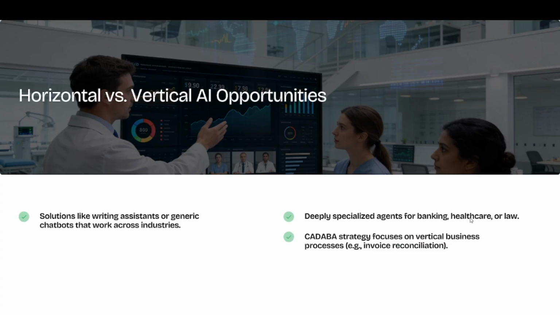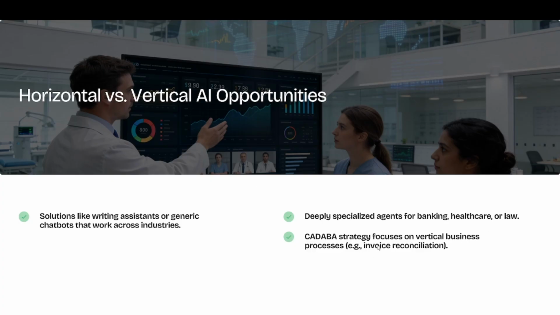So if you are designing an agent for all these specialists, they have their own specialist agent as well. And then we have law agents. So every domain has its own vertical agent. Then we have CADABA strategy. CADABA strategy focuses on vertical business process.